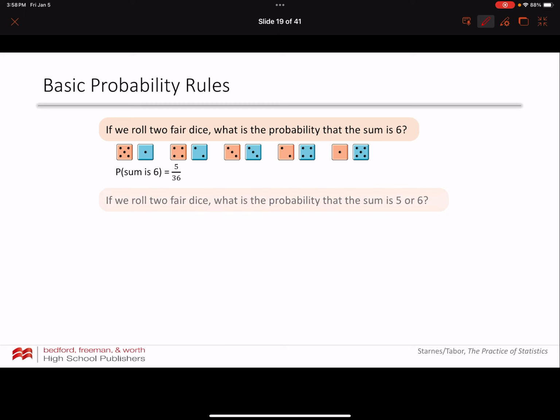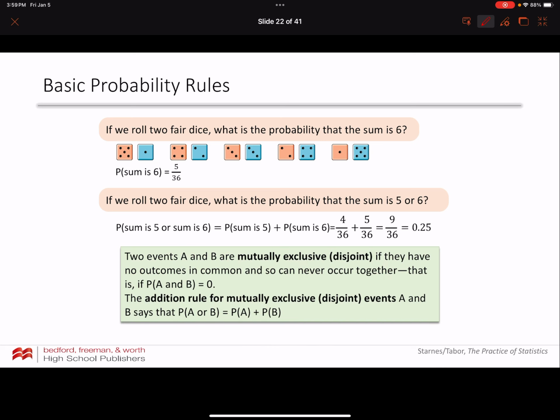If we roll 2 fair dice, what's the probability that the sum is a 5 or a 6? Well, we know that the probability that the sum is a 5 is 4 out of 36. There are 4 possible outcomes that give us a sum of 5, and 5 possible outcomes that give us a sum of 6. I can just add those together and I get 9 out of 36, or in other words, 25%. Again, I teach this in my Algebra 1 class. You probably have learned this since middle school or maybe even younger, right? But we're going to talk about this a little bit more, and this rule is going to get more complicated as we go.